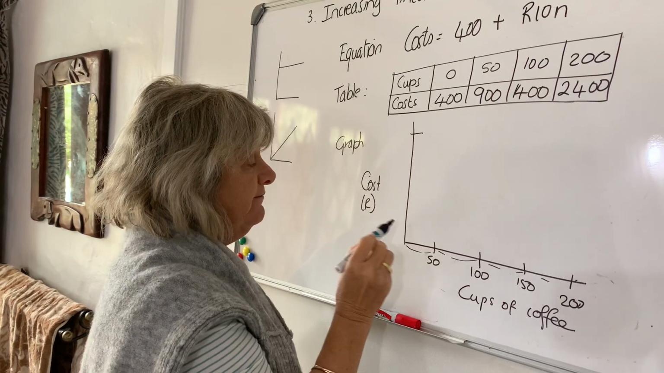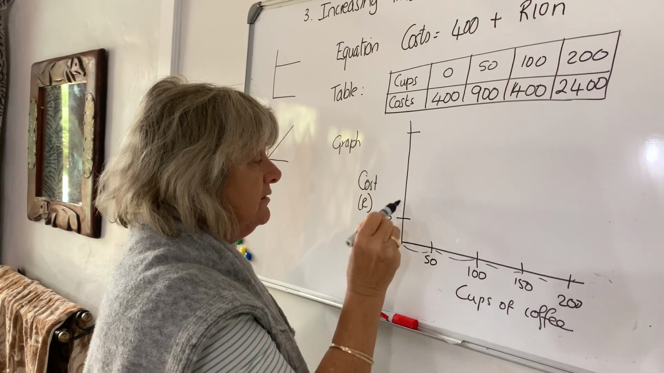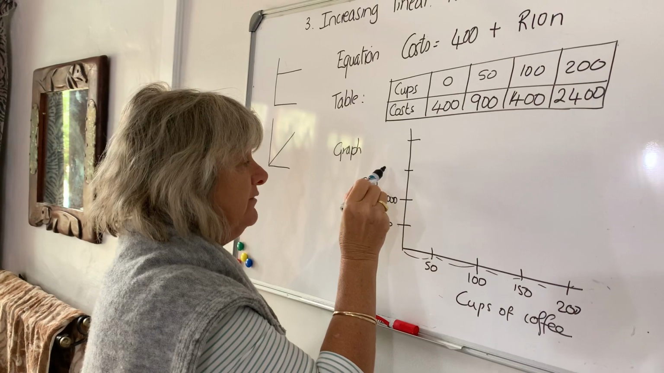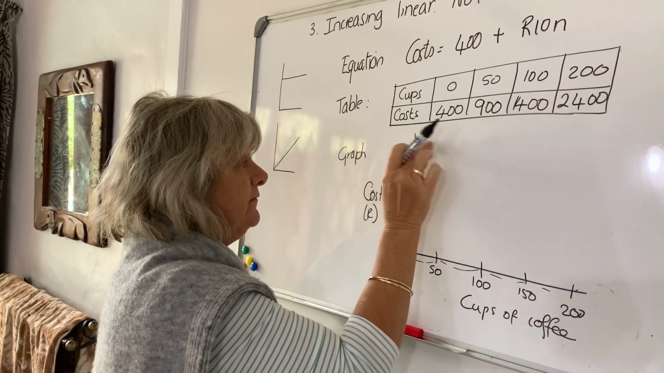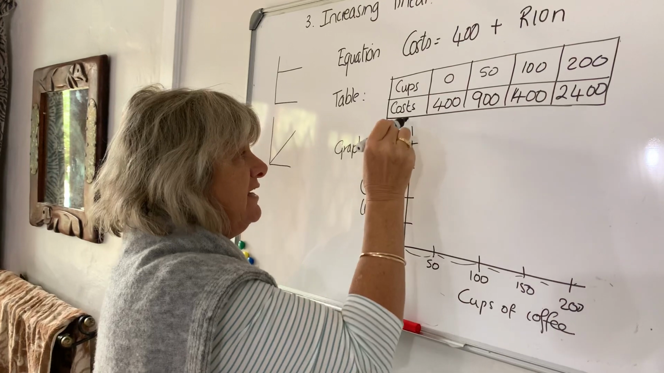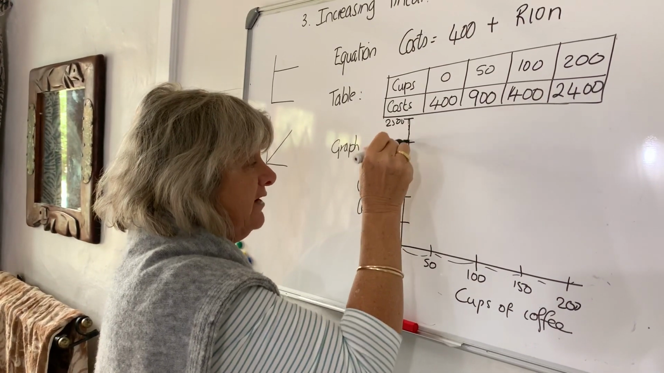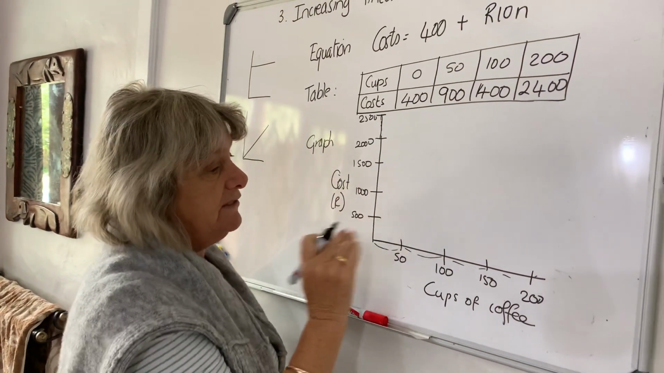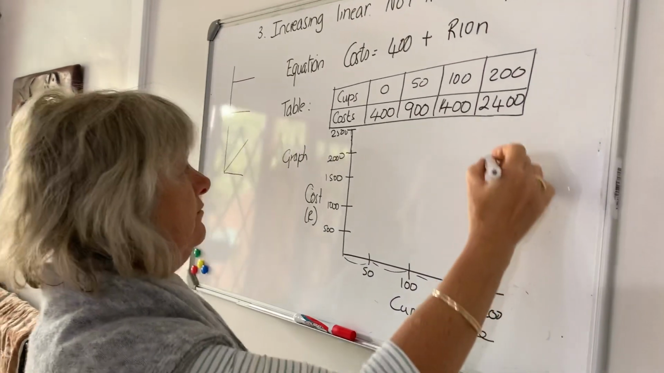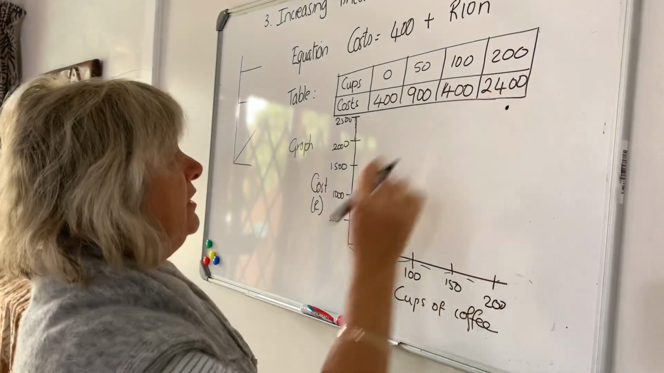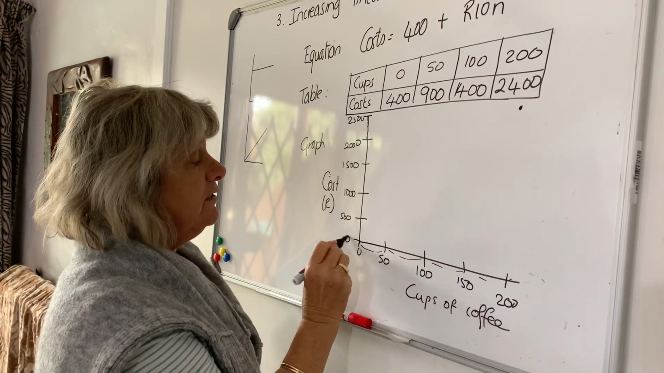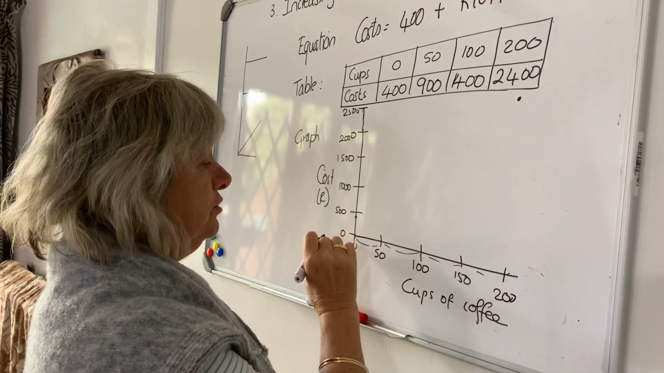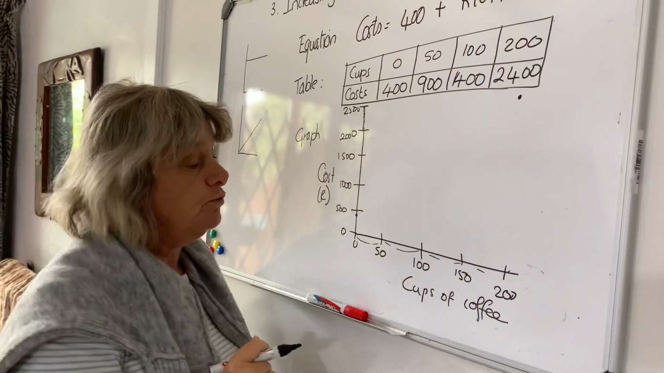so maybe we can go up in 500s, 500, 1,000, 1,500, I might need a bit more space here, so we'll make that 2,000, and up here 2,500, right. So again, we've got a scale going up as evenly as possible in some chosen scale that fits on your page. And at 200, she's on 2,400. And at 0, she is on 400. And then you can plot the others, but as long as you've got 2 points, you can join these points with a ruler.